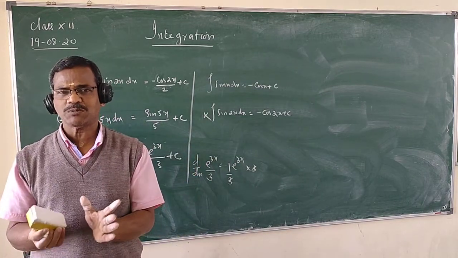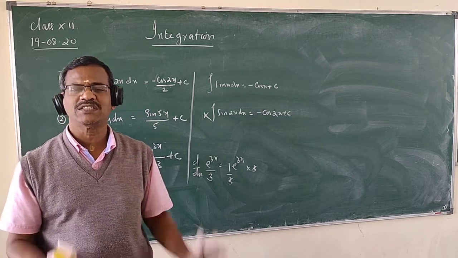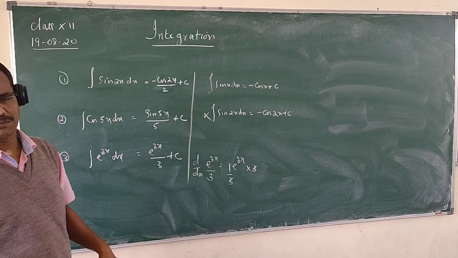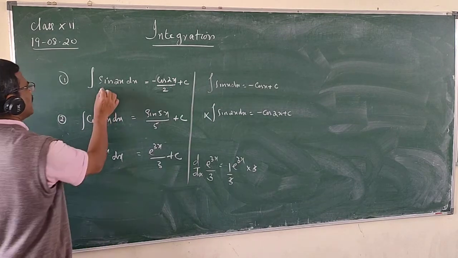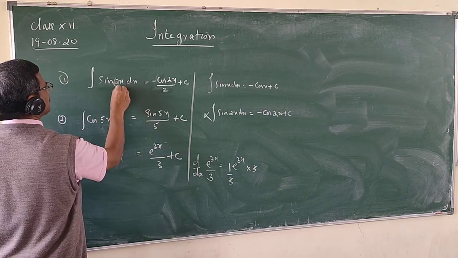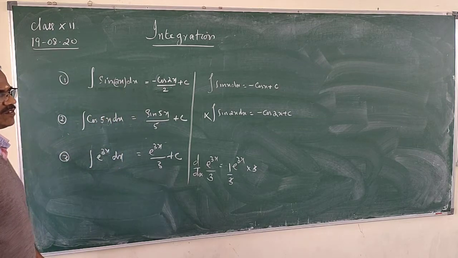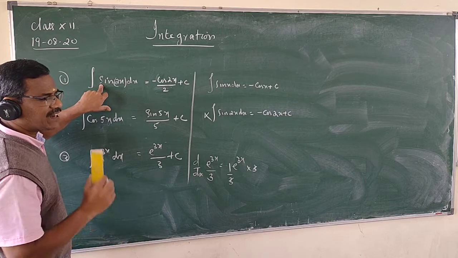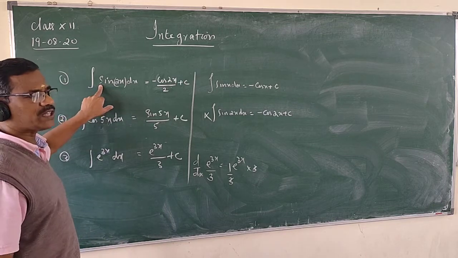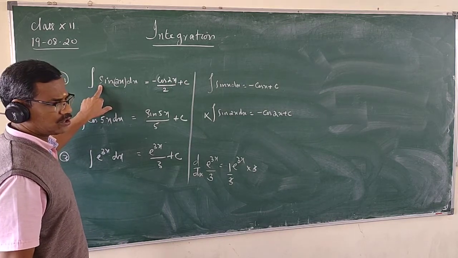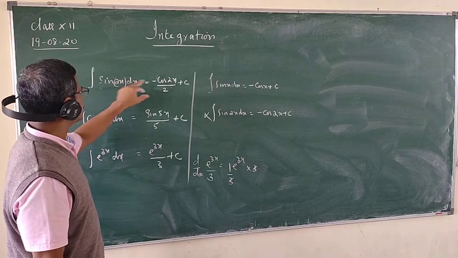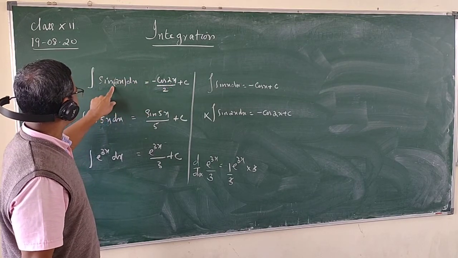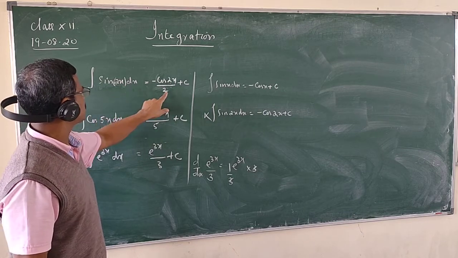So we should have some shortcut method to come to the answer directly, when something else comes in place of x. Now here, in place of x, there is 2x. So we will apply the integral formula of sine. The integral formula of sine is minus cos. So we write minus cos 2x as it is, divided by the derivative of this expression. The derivative of this expression is 2.